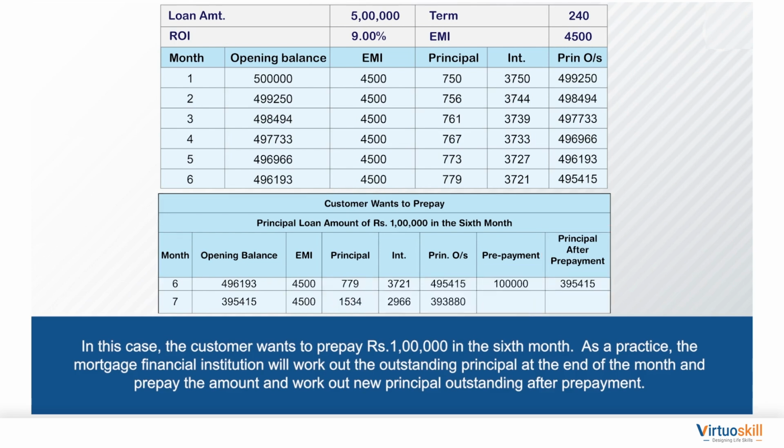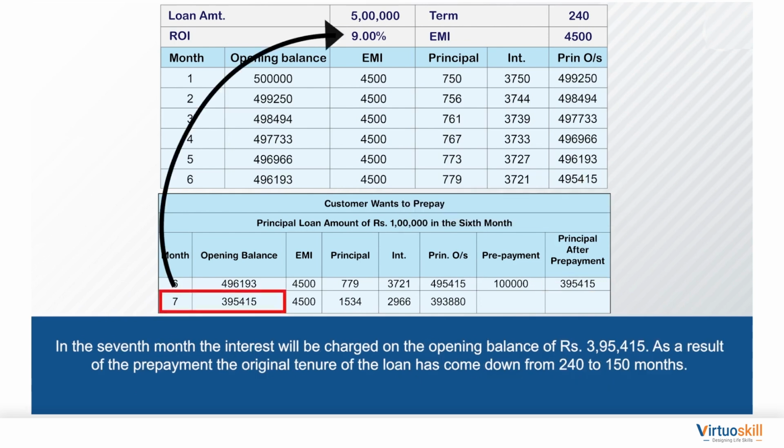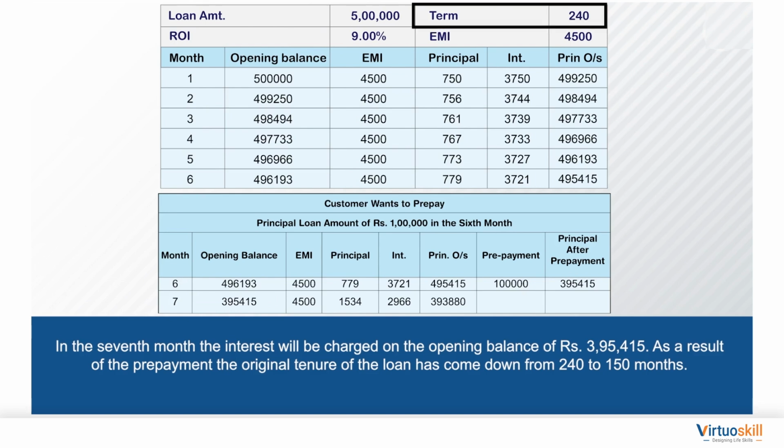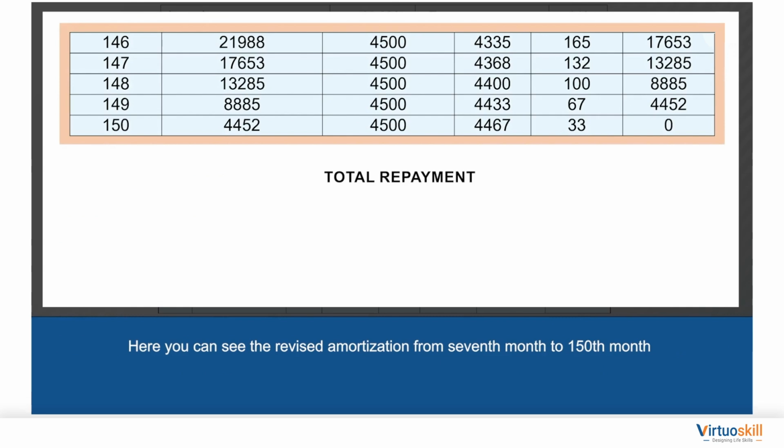In this case, you can see that the prepayment amount of Rs 1 lakh is getting deducted from the principal outstanding of Rs 4,95,415 to arrive at the new principal outstanding of Rs 3,95,415. In the 7th month, the interest will be charged on the opening balance of Rs 3,95,415. As a result of the prepayment, the original tenure of the loan has come down from 240 to 150 months. Here, you can see the revised amortization from 7th month to 150th month.